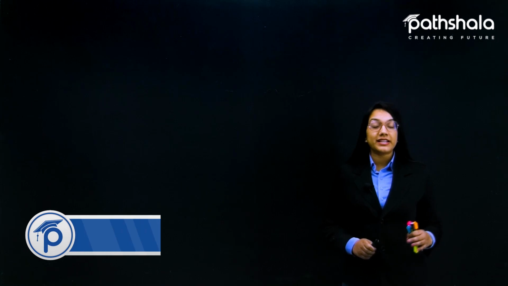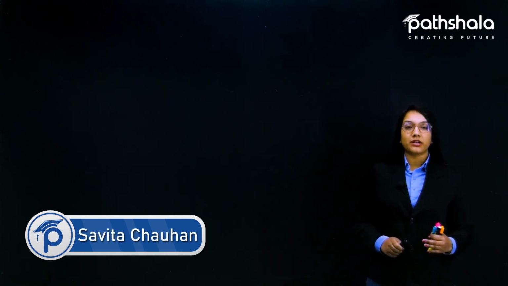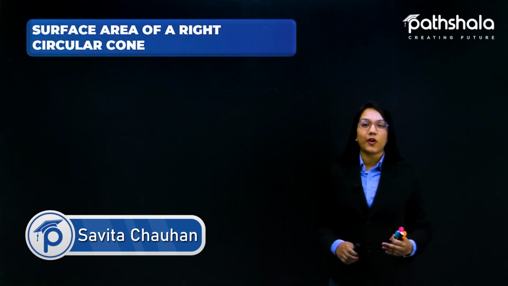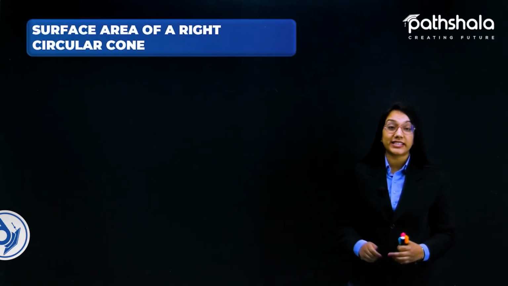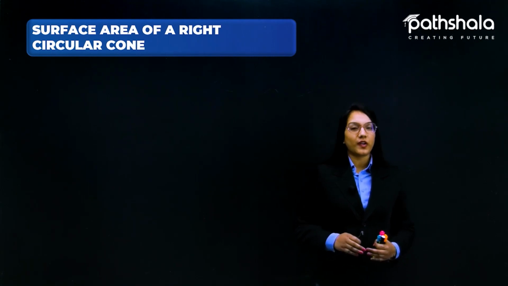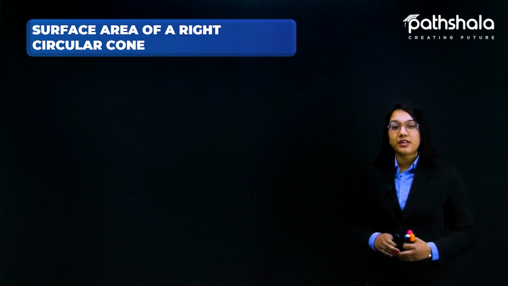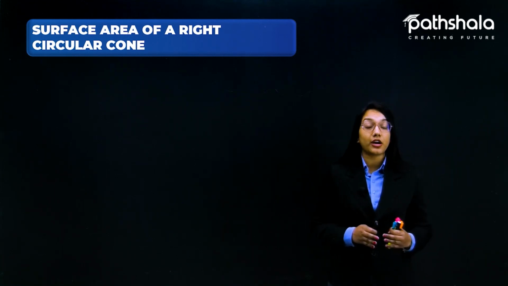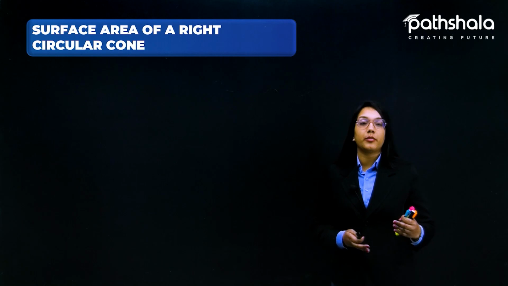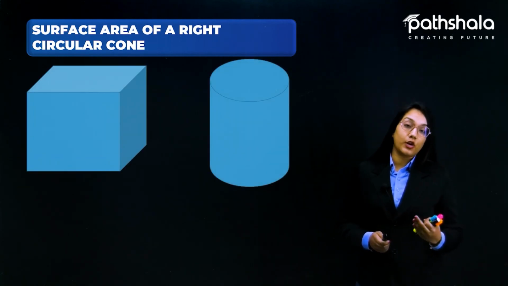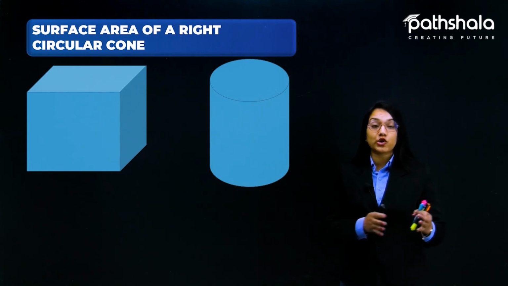Now let's see the next topic, which is an important one related to this chapter: the surface area of a right circular cone. But before that, let us recall the figures that we have already done. We already know how we have obtained a particular cuboid, or this particular cylinder, and how we actually obtained it.